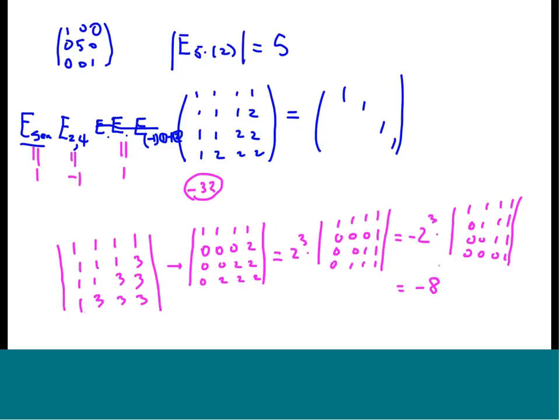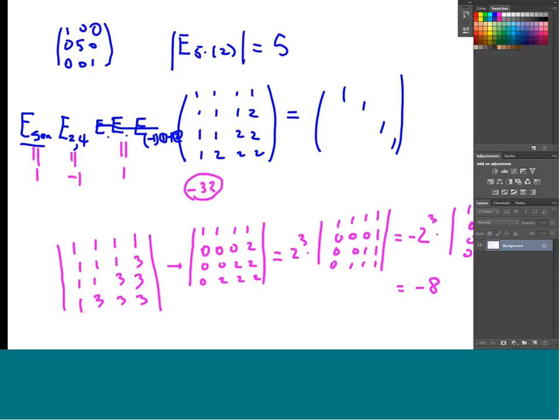How could you get 32? Well, I did times the first row by 2. And then, is that supposed to be 1/2 and not 2? If you times the first row by 2, does that make the determinant 1/2? Yes, 1/2. Oh, okay.